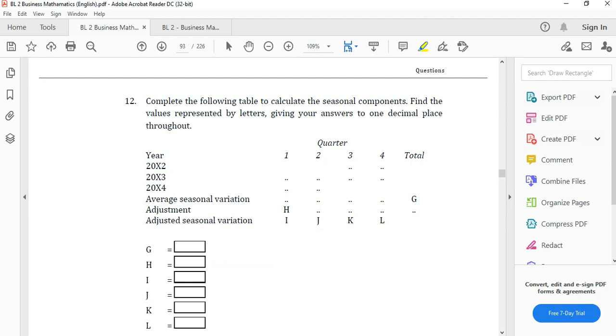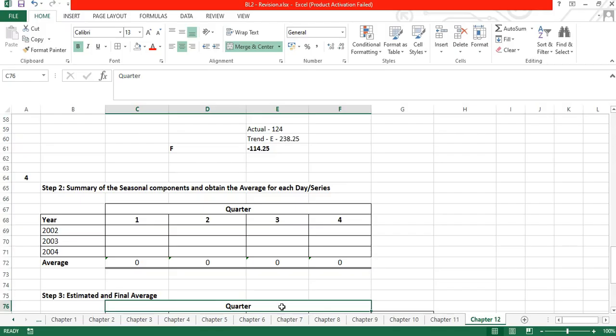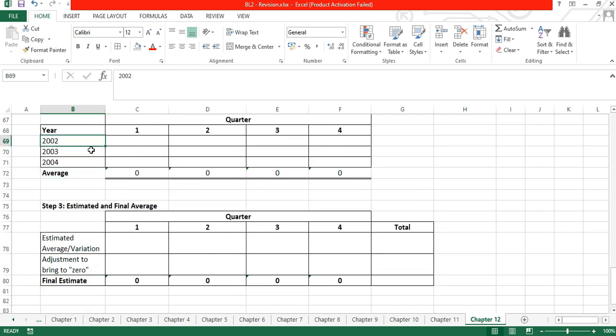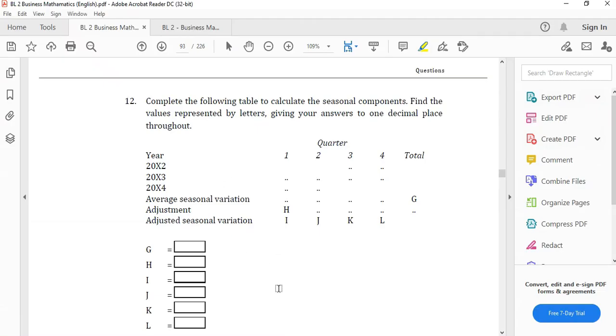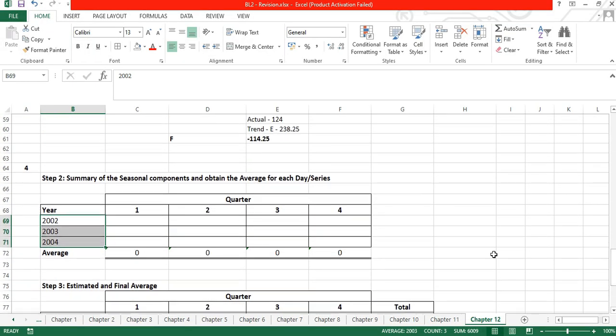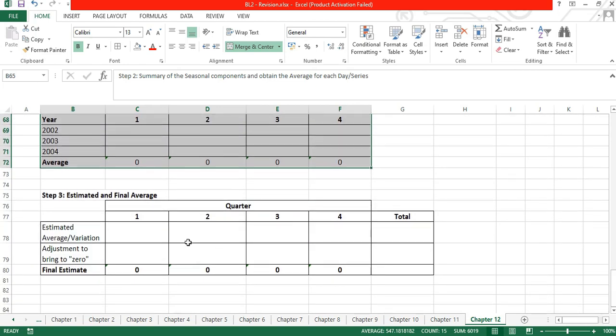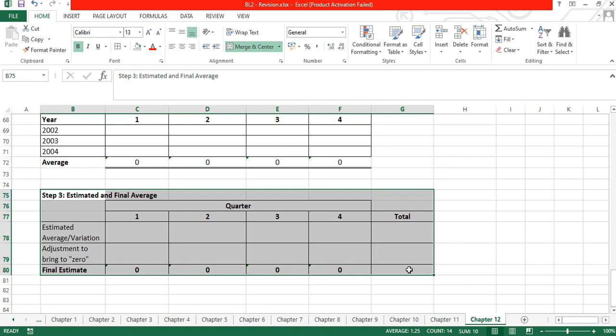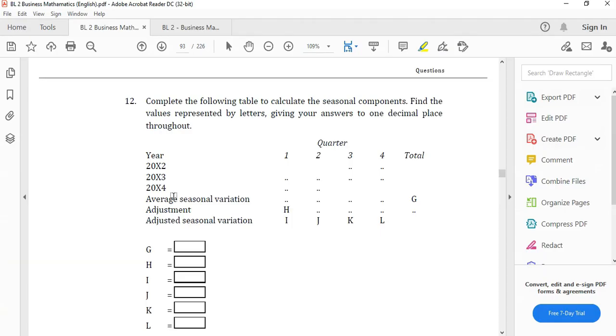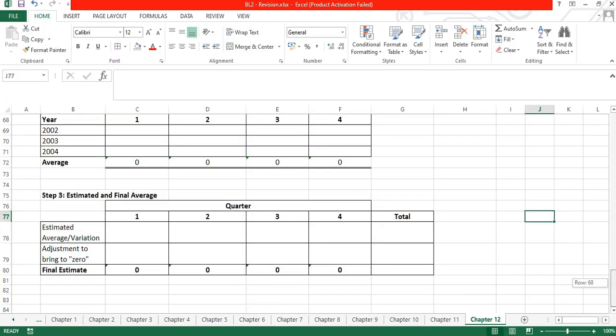So this is step 3 of our additive model. Now I have brought in step 2 and step 3's format for us to fill. The years that they have given here are part of our step 2 process under the additive model when finding the trend change. And the adjustment of the seasonal component is called step 3. This part, average seasonal variation, then the adjustment, then the adjusted seasonal variation. Right, let's fill up the figures.